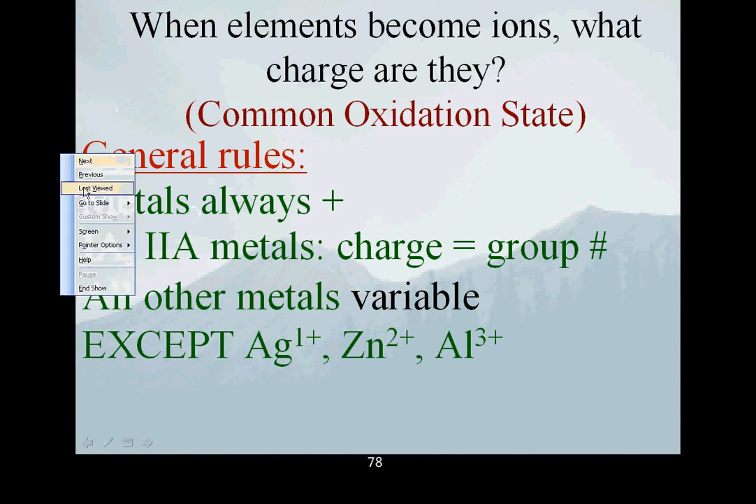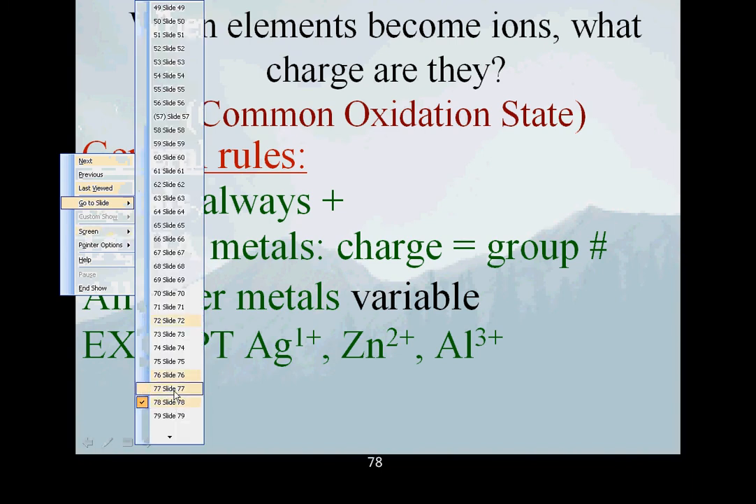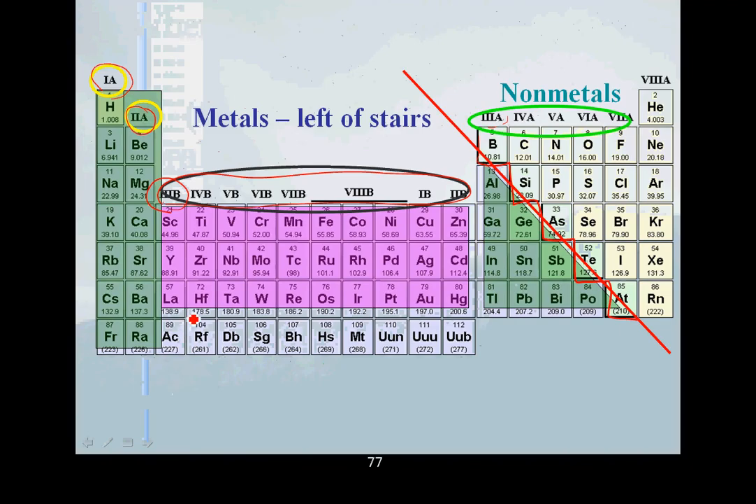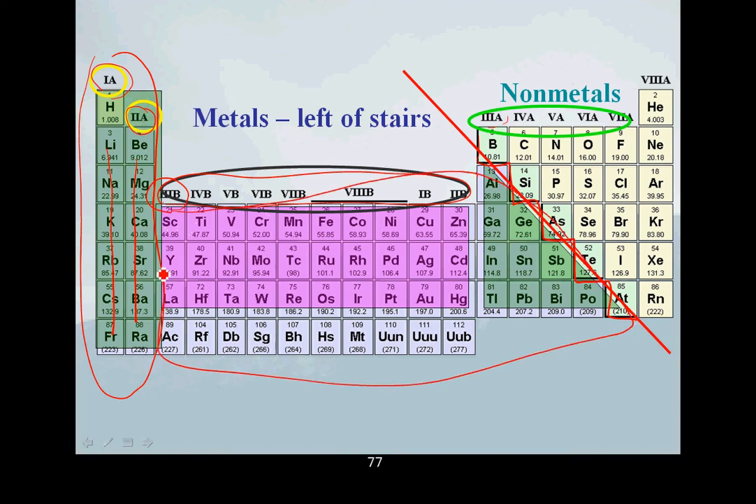So if we go back one slide. All these elements over here are always predictable. So these are always going to be +1. These are always going to be +2. And everybody else, all these other metals are variable, meaning they can have more than one oxidation state, with 3 very clear exceptions, and those clear exceptions are right here. Silver, zinc, and aluminum. Silver is always +1, zinc is always +2, aluminum is always +3.